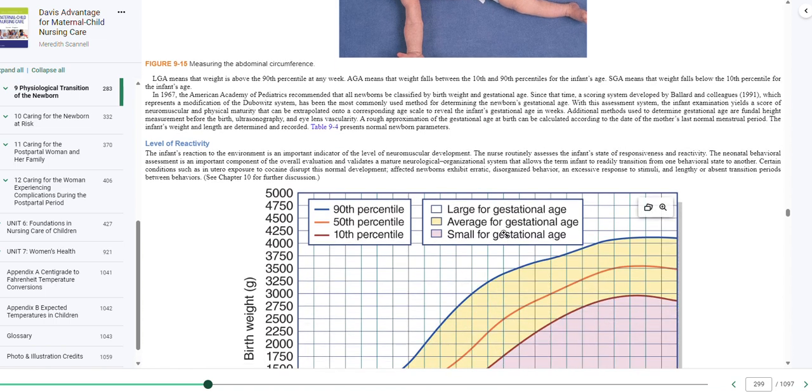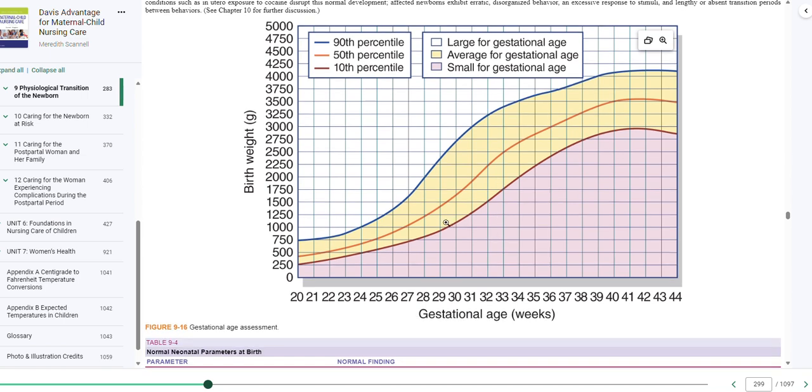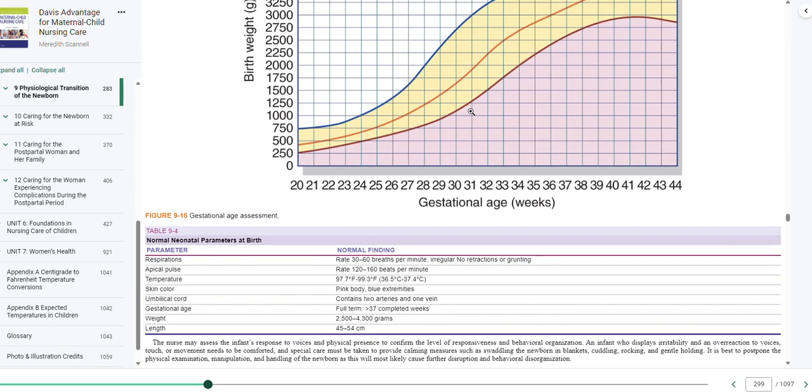On page 300, it gives you a chart for the normal gestational age assessment and how they fall from large, average, and small gestational age, also known as LGA, AGA, and SGA. Approximate or average are interchangeable.